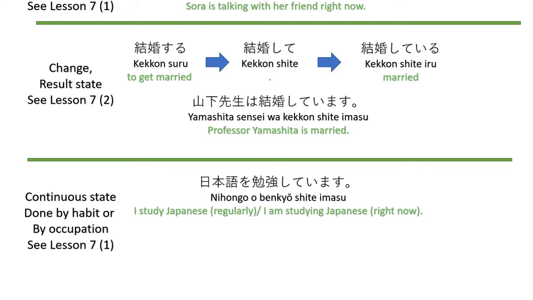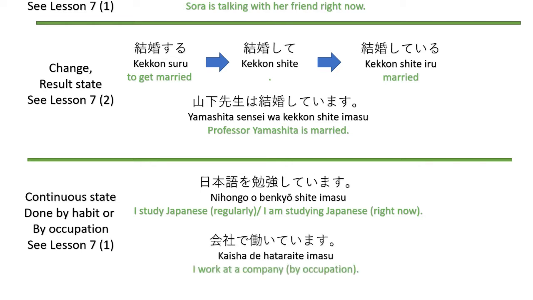I am studying regularly. Or it can mean that I am studying Japanese right now, as in right now at the present moment. You ask me what I'm doing, and I say Nihongo benkyou shiteimasu. I am studying Japanese right now. Or we can also say 会社で働いています。 And this is obvious, understandable. I work at a company and that is my occupation. So here, the te form of the verb plus imasu means continuous state done by habit or by occupation.